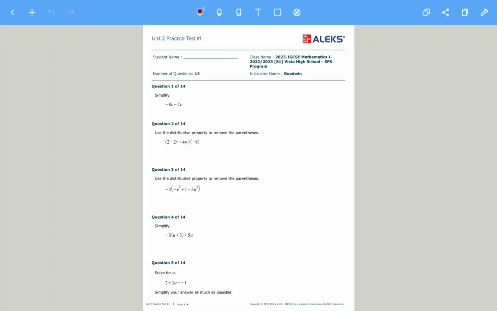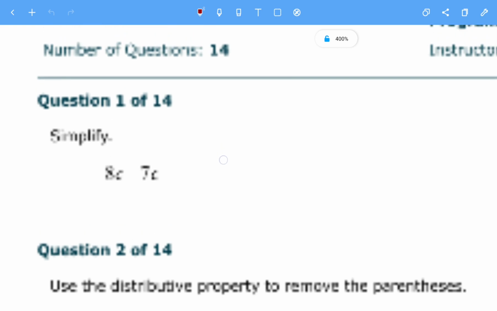Good morning, this is Miss Goodwin, and today we are covering the Unit 2 practice test for Math 100. So the goal of this unit was to be able to solve linear equations and inequalities. So let's go ahead and get started.